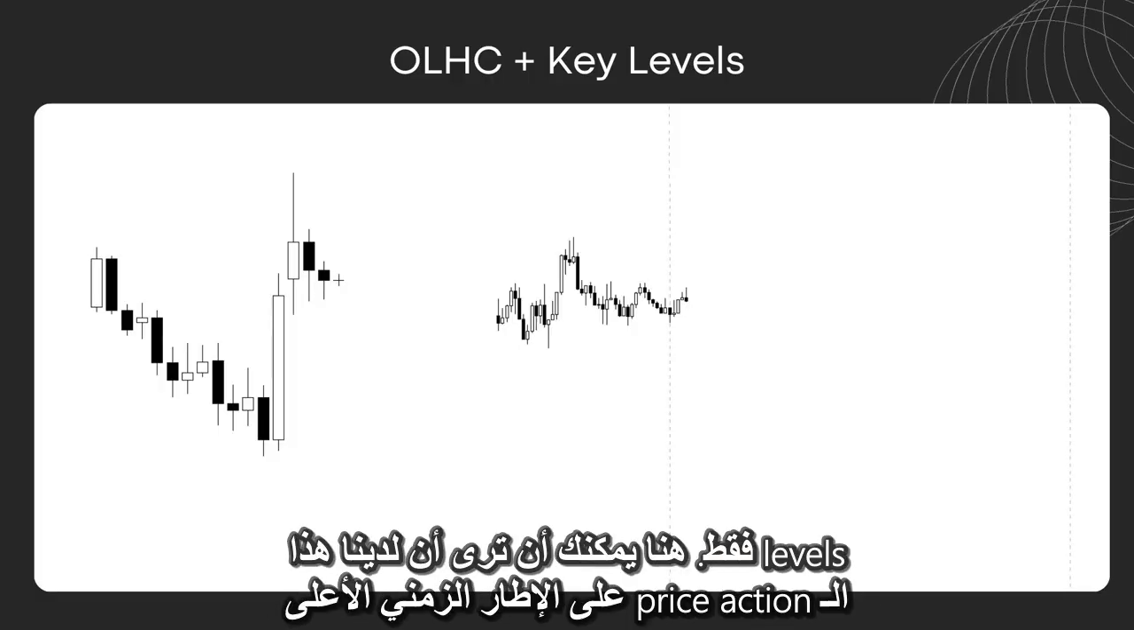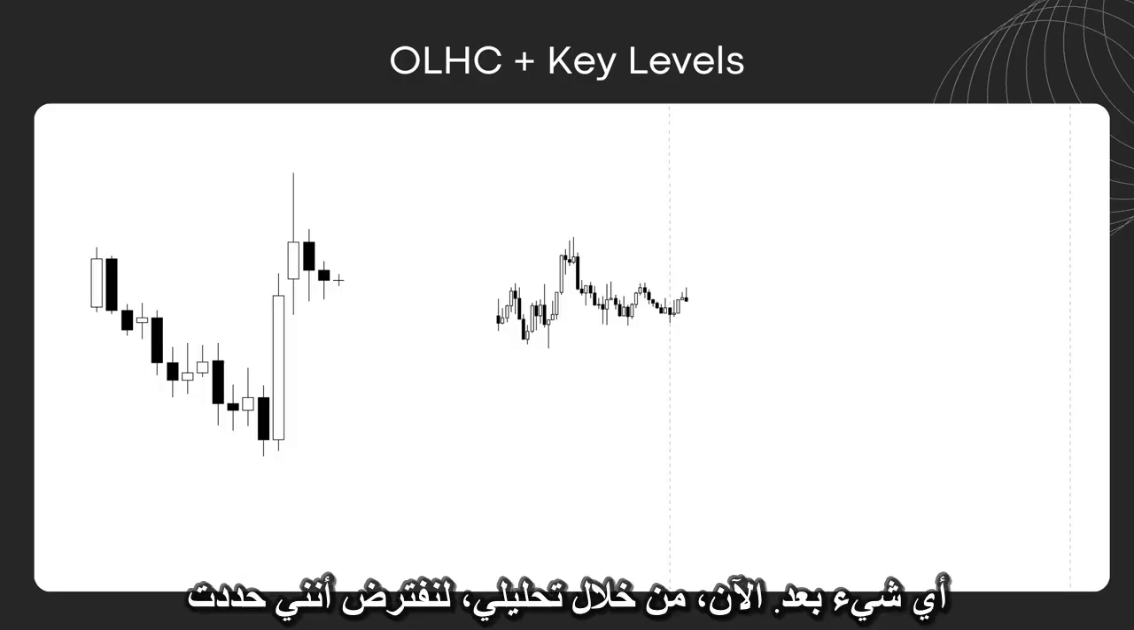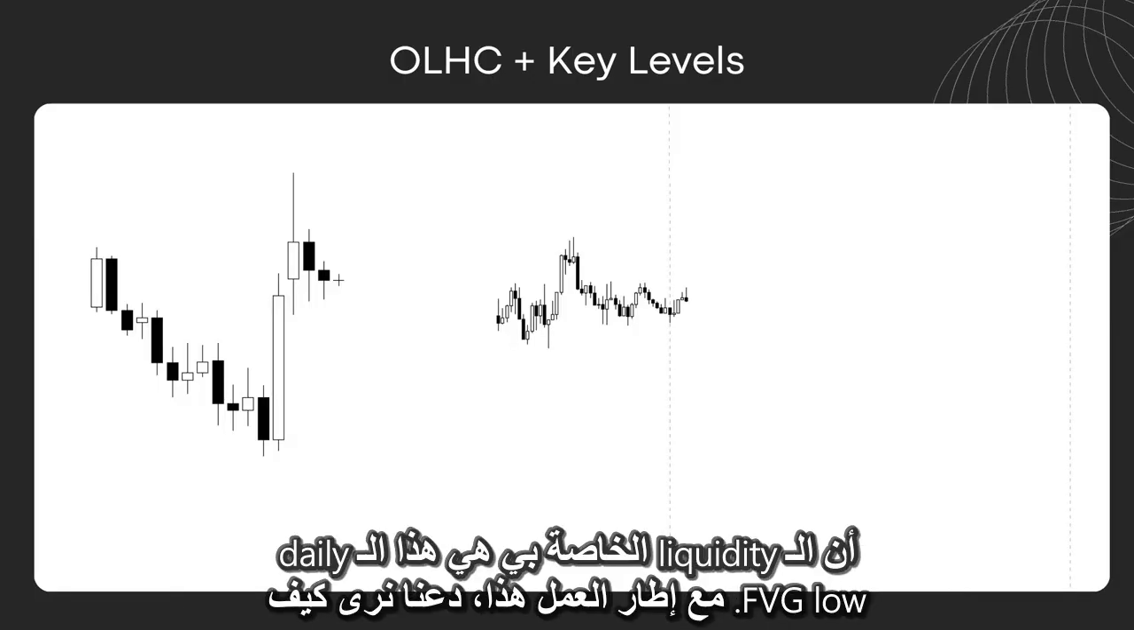So right here you can see that we've got this higher time frame price action, and you can see price opened right here. Until now it hasn't done anything yet, right? Now through my analysis, let's say I've determined that my draw on liquidity is this daily FVG's low.